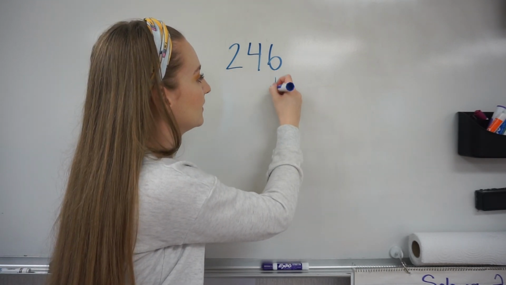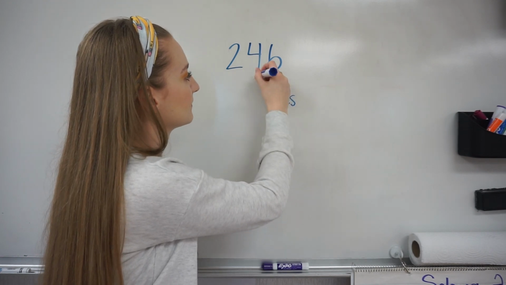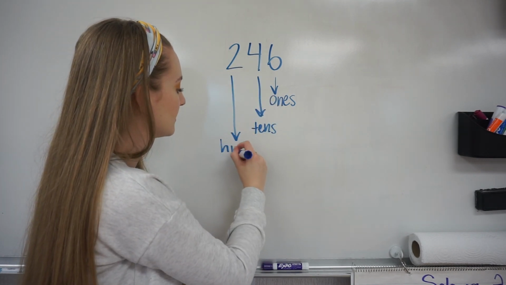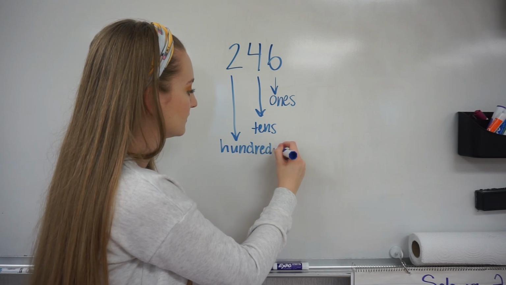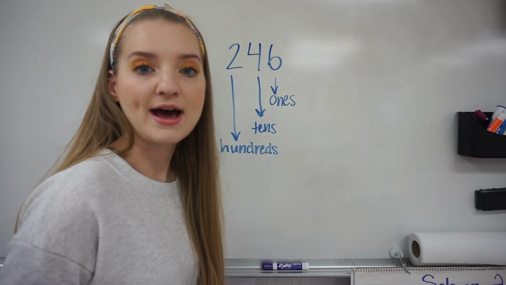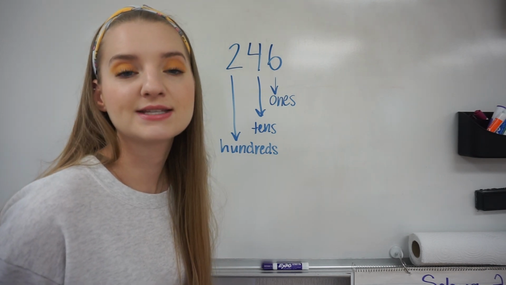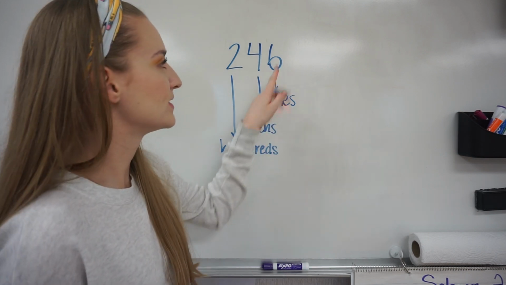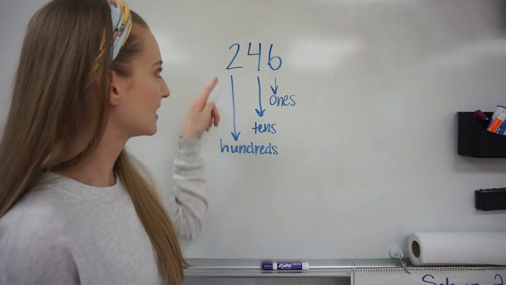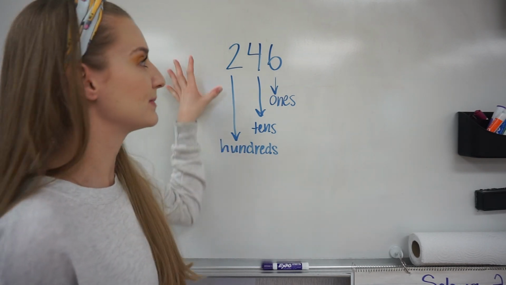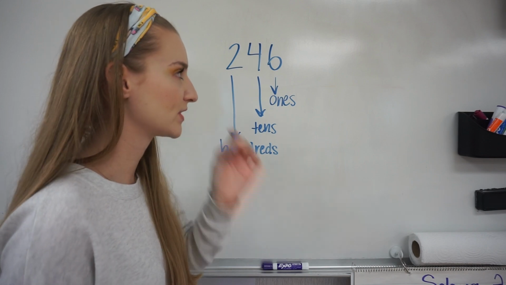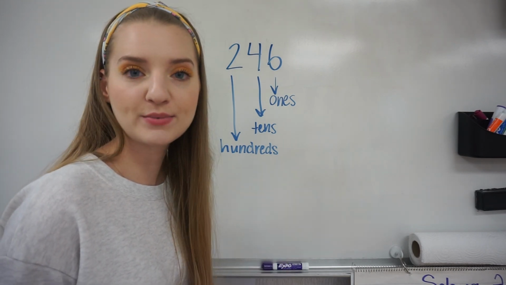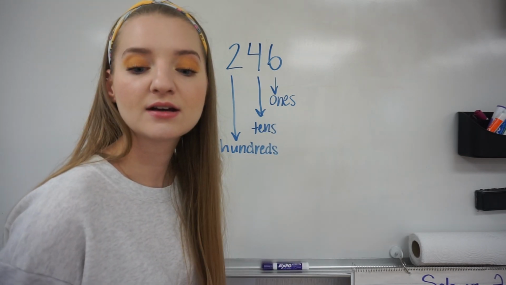Let's label those. We have the ones, tens, and the hundreds. And we know that the number in each of those places represents a set of whatever the digit is, or whatever the place is. So this is 6 ones, 4 tens, and 2 hundreds. Combined makes 246.